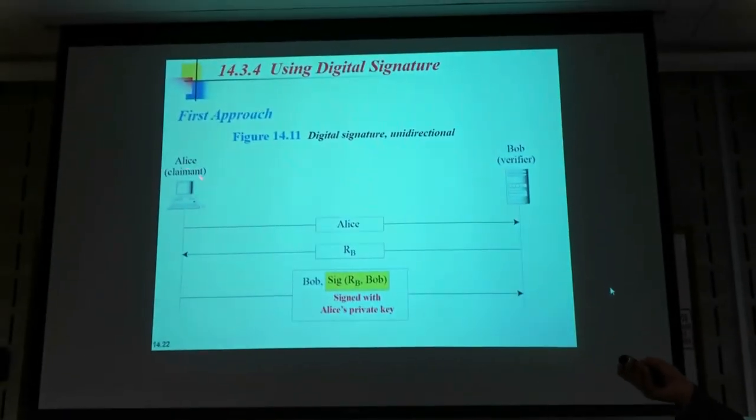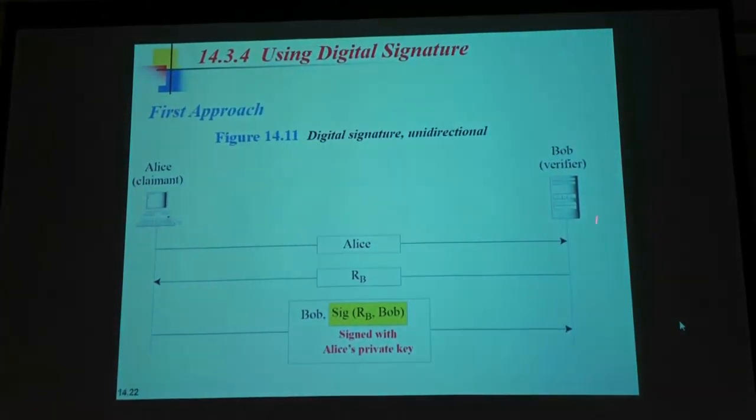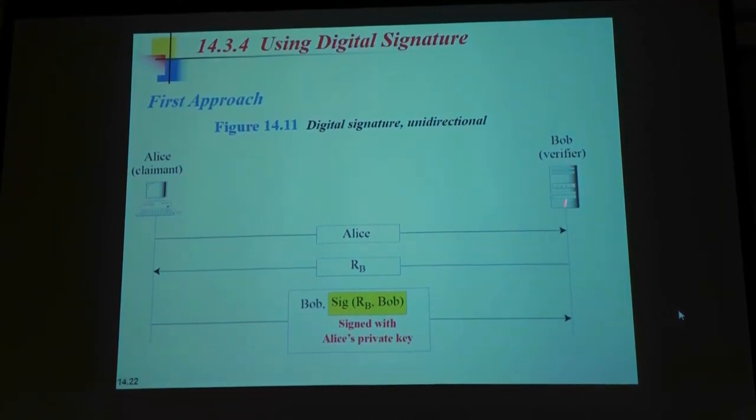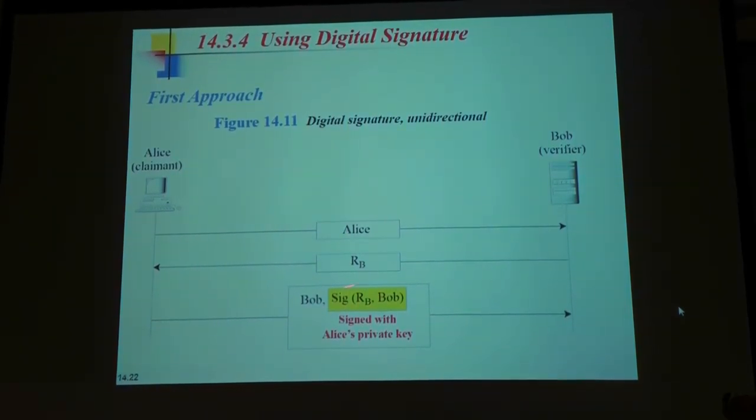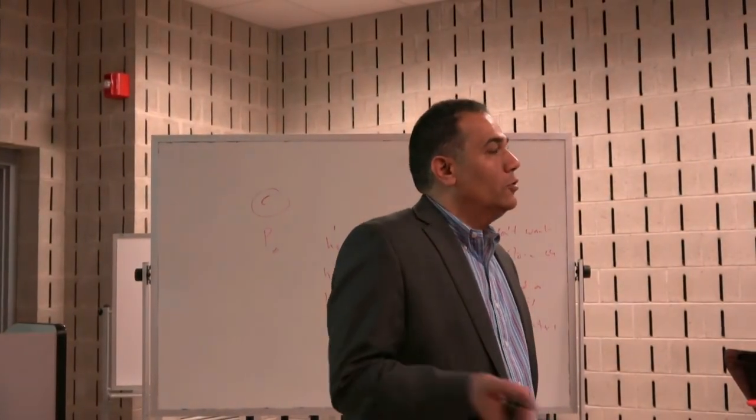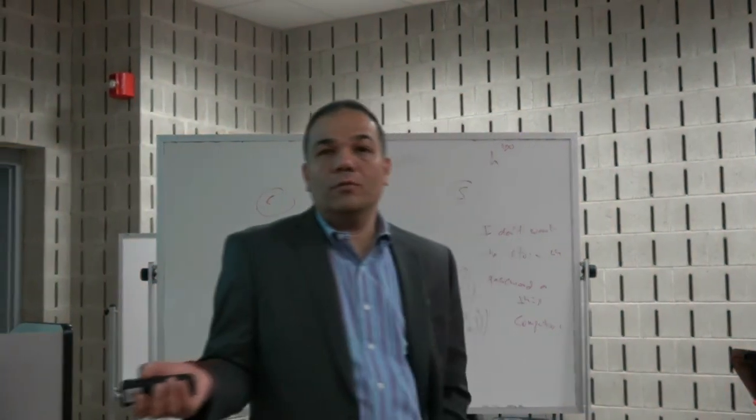So what will happen? Alice says, I would like to communicate with you, Mr. Bob. Bob says, okay, I need to verify you. I'll send a nonce. Then Alice sends a message, her name, and a message signed that includes RB, which she received from Bob, signed with Alice's private key. Then Bob will be able to use the public key of Alice to verify it. Digital signature. So we use digital signature in this application. All right?